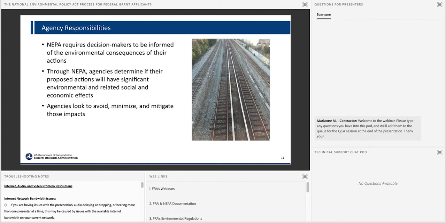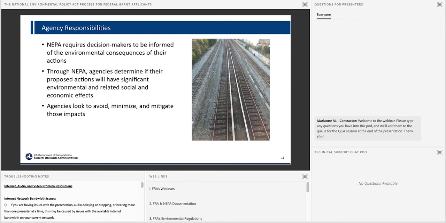So what does it mean for agencies? Agency responsibilities under NEPA are for agency decision makers to be informed of the environmental impacts and consequences of our actions. And through the NEPA process, which we'll talk about in depth today, agencies determine if our proposed actions, the actions that are in front of the agency, will have significant environmental and related social and economic effects and impacts.